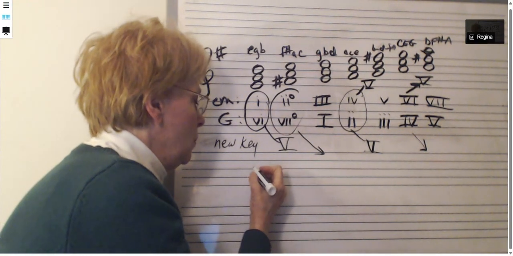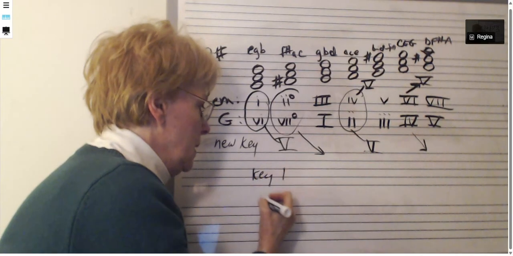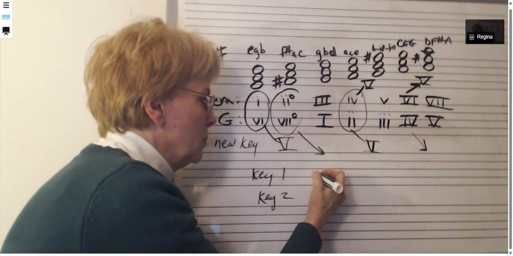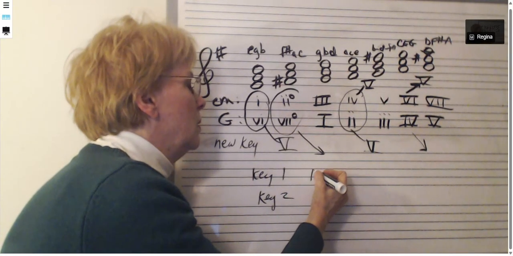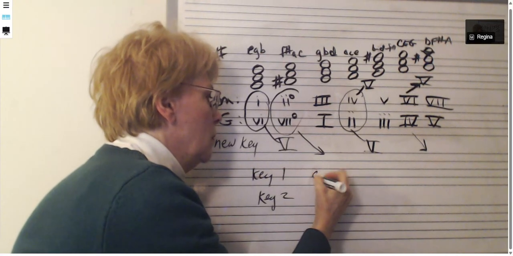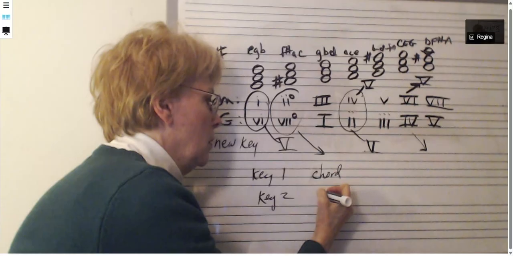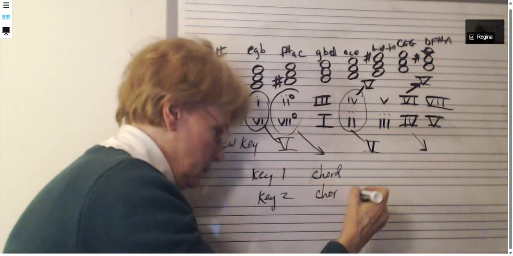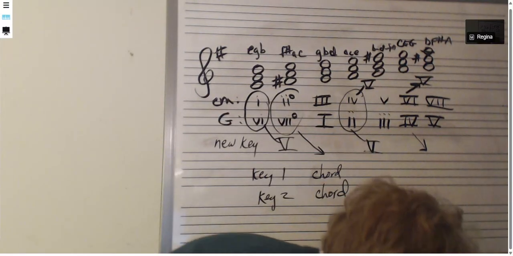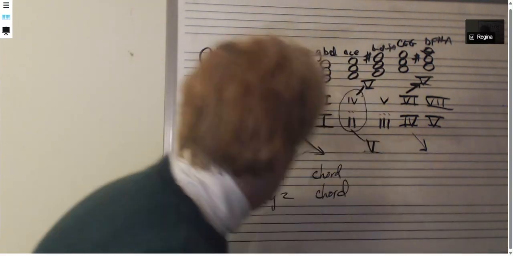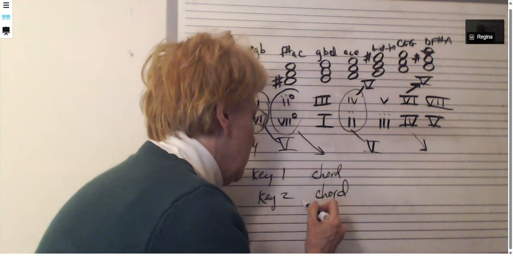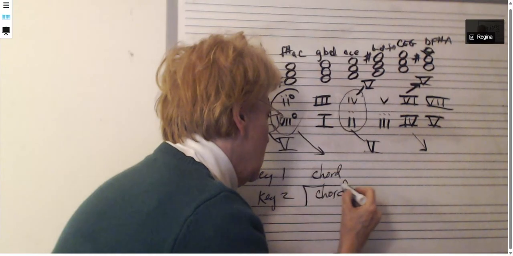So you'll have key 1, key 2, and then you'll have a Roman numeral, the chord, and the chord. Okay, and it's going to look like, I always forget how that bracket goes. So you've got, like this is how it's going to look.